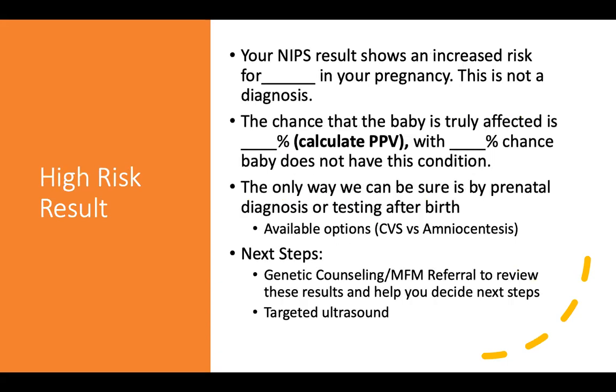Some language for disclosing a positive result, telling them that their NIPS has an increased risk for trisomy 21, but that this is not a diagnosis, and that the chance the baby is truly affected is whatever that calculated PPV is. The only way, of course, to be sure is through some type of diagnostic test, whether that's prenatal or after birth. And then those available options based on gestational age, and a referral for genetics consultation, for maternal fetal medicine, and a targeted ultrasound.